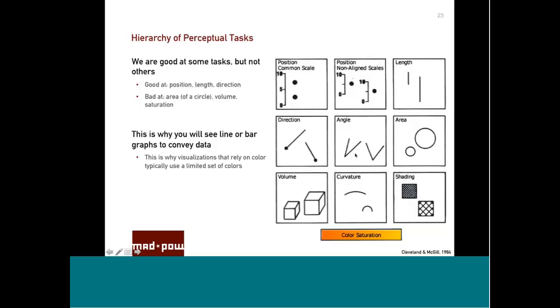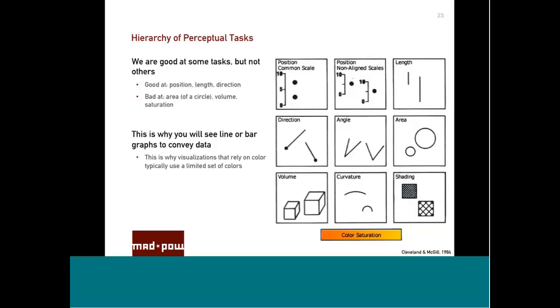For instance, we're good at the ones in the top left corner, coming down to the bottom right. So position on a common scale, we're quite good at understanding, and length. We can tell the difference between two lines very easily. From the flip side, we're not so good at telling the difference between different shades or different curvature. We wouldn't know whether that's a difference between a 35-degree arc and a 40-degree arc. So that wouldn't be good for conveying data unless there's a big difference, that threshold, that noticeable difference.